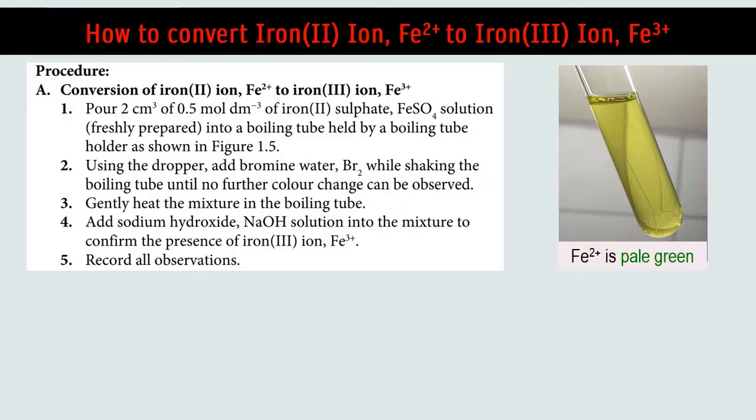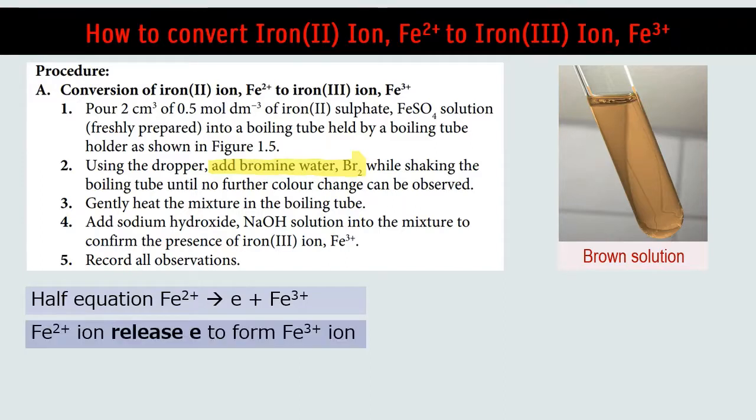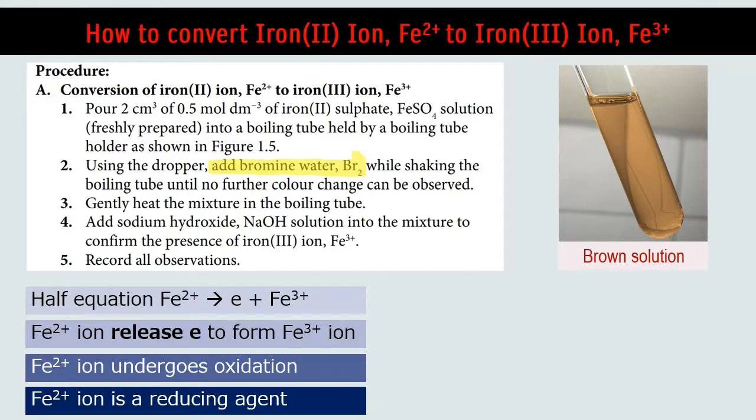Using the dropper, we have to add bromine water while shaking the boiling tube until no further change can be observed. After that, we need to gently heat the mixture in the boiling tube. As we can see, the pale green solution will change to brown. It shows that iron 2 ion has released electrons and formed iron 3 ions. Iron 2 ion undergoes oxidation. Therefore, iron 2 ion is a reducing agent.